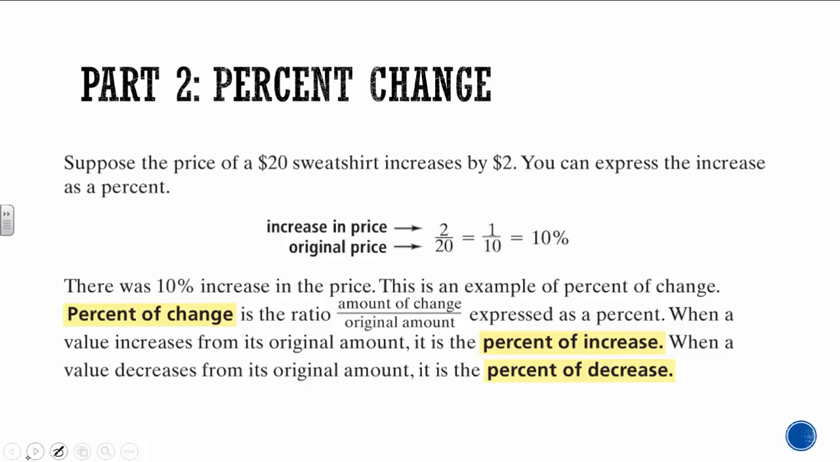Suppose the price of a $20 sweatshirt increases by $2. We can figure out the increase as a percent. So we're going to take the increase in price, it was a $2 increase, and the original price, and when we divide them, we get a percent. So that means it's a 10% increase. There was a 10% increase in the price. This is an example of percent change.